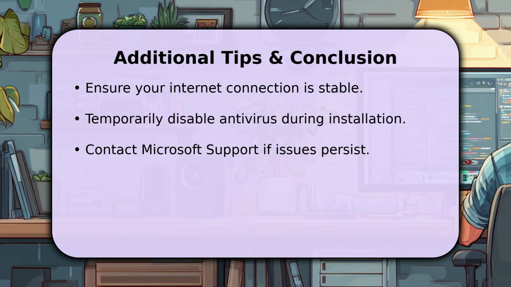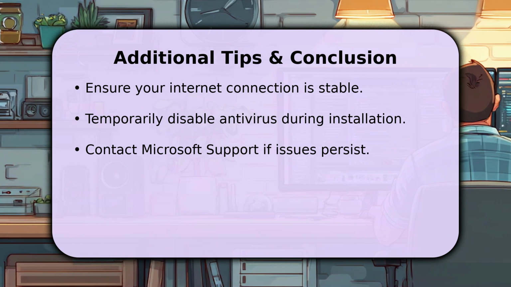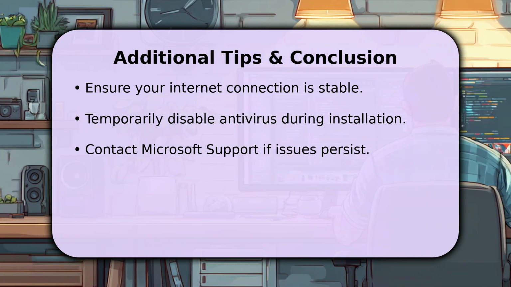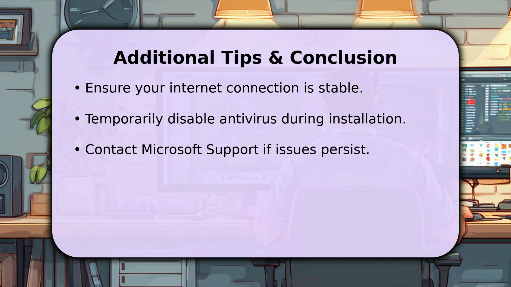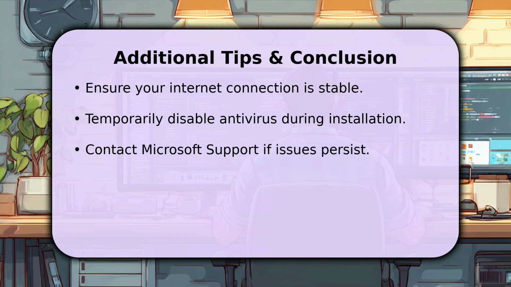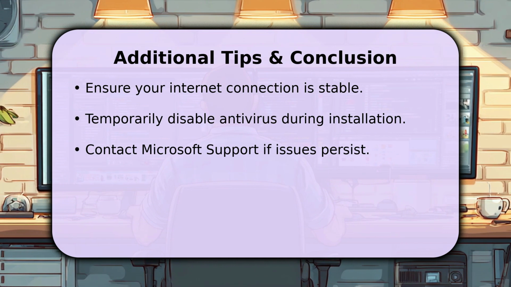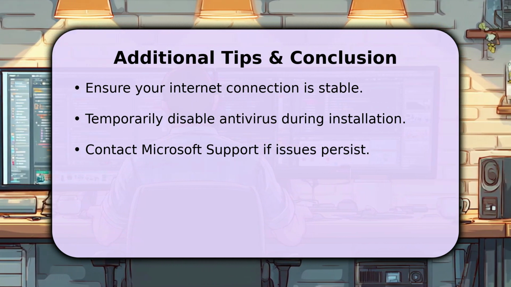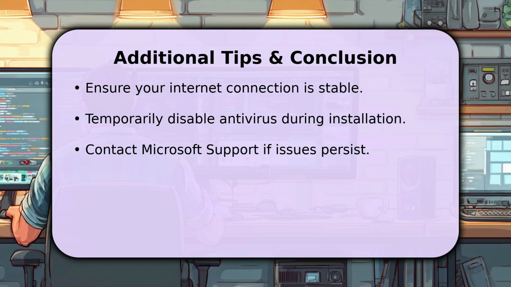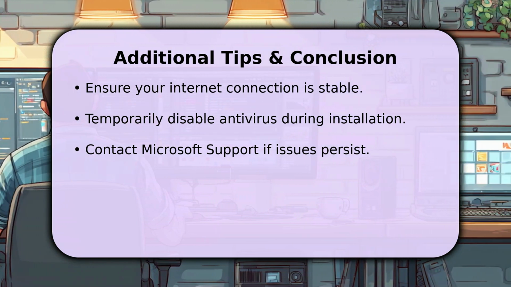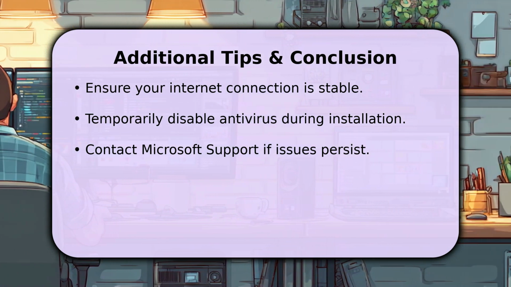Beyond these main steps, a few other things can help. Always ensure your internet connection is stable during any installation or update process, as this prevents download issues. Consider temporarily disabling your antivirus software, but remember to re-enable it quickly afterward for your security. If you've tried all these methods and the error still persists, don't hesitate to reach out to Microsoft Support directly. They have specialized tools and knowledge to assist you further, helping you get back to using Office without any more hiccups.